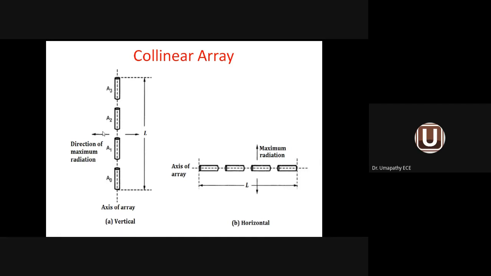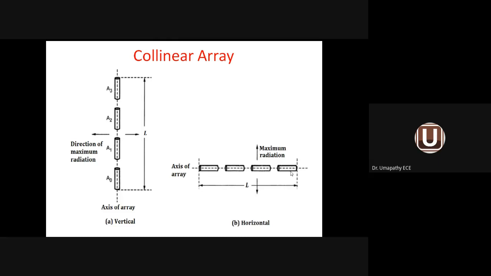Again, you can see the direction of maximum radiation, and this one is the axis of the antenna array. See the direction of maximum radiation perpendicular to axis of the antenna array. Length of the antenna array is L. So there are 4 antenna elements available, A0, A1, A2 and A3. But specifically end-to-end connection is available. So I can call collinear array an advanced version of broadside array having end-to-end connection. But there we don't have any end-to-end connection, but here we are having end-to-end connection.